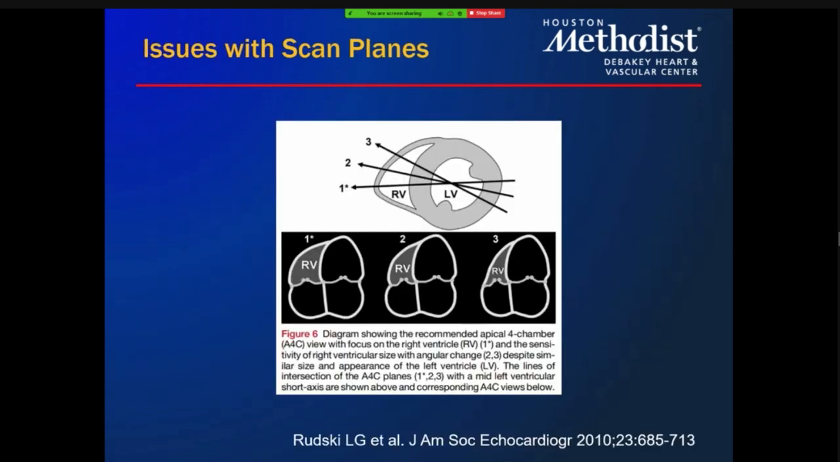Okay. But this is from Dr. Rutsky's paper in JASE talking about echo acquisition of the RV. And you can see that depending on how you rotate the probe, you can shift how the RV looks. This is very true in the CMR world and true in the echo world. Depending on what you're optimizing your views for, you can make the views look very, very different.